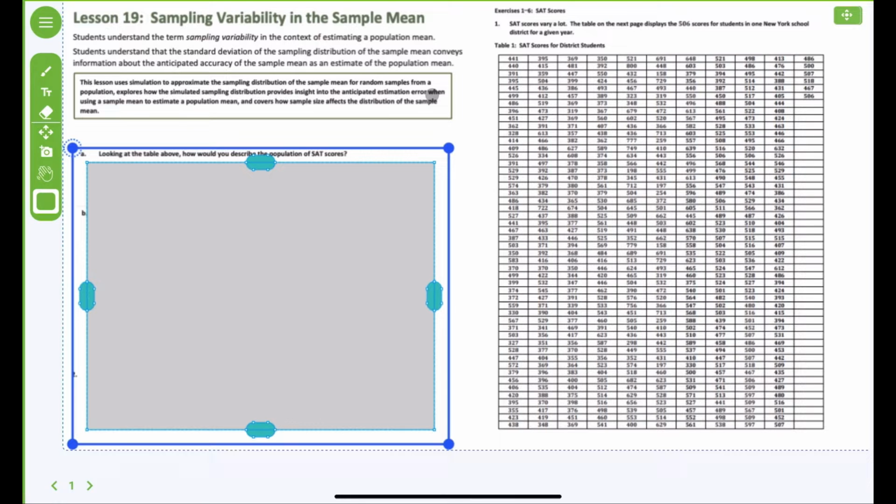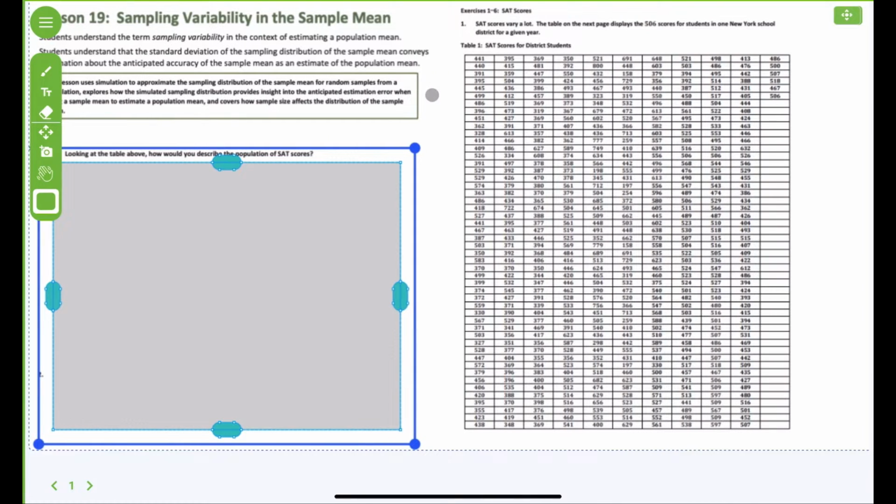This lesson uses simulation to approximate the sampling distribution of the sample mean for random samples from a population. It explores how the simulated sampling distributions provide insight into the anticipated estimation error when using a sample mean to estimate a population mean, and covers how sample size affects the distribution of the sample mean.